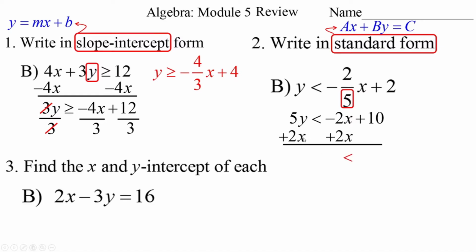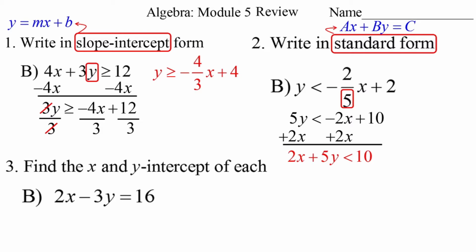And on the left, I now have 2x plus 5y is less than, and on the right, the negative 2x and the 2x cancel, leaving me my 10. And there is y is less than negative 2/5 x plus 2 written in standard form. 2x plus 5y is less than 10. Note, no fractions, and the coefficient of x is positive, so that is very acceptable. Now, number 3, find the x and y intercept of each.